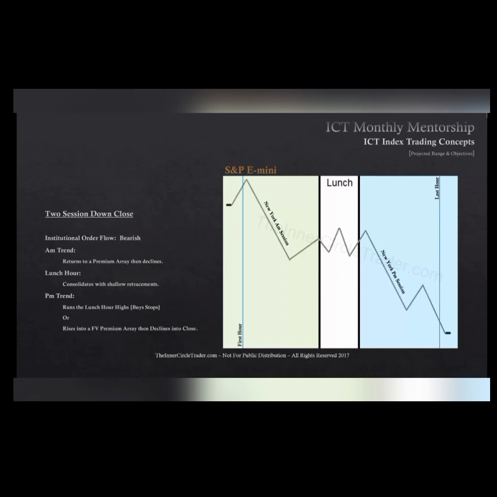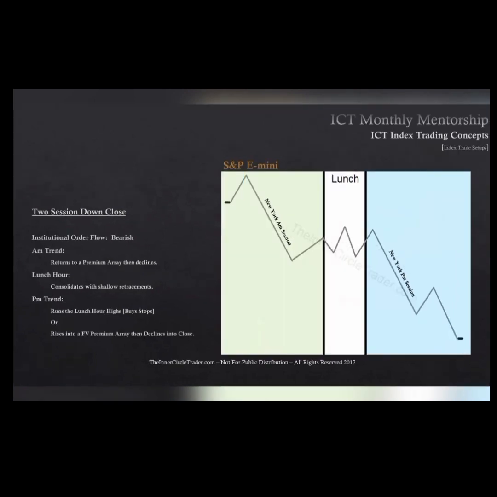and we have not traded up into a 4-hour daily premium array, that scenario should unfold for a 2-session up close day. For a 2-session down close day, this is the criteria we're looking for as long as the 4-hour and/or daily discount arrays have not been traded to. So it makes it very easy for the price to expand. Okay, we're looking at the 2-session down close.